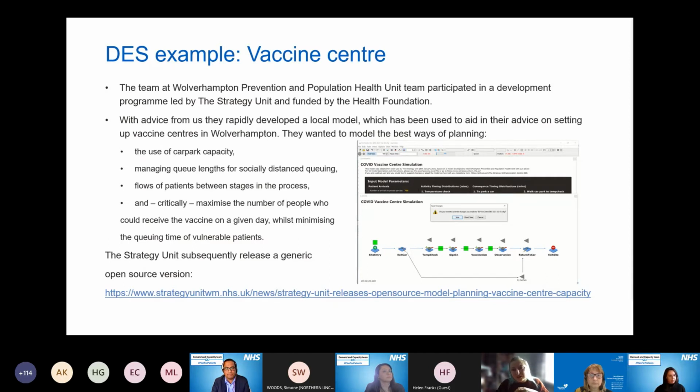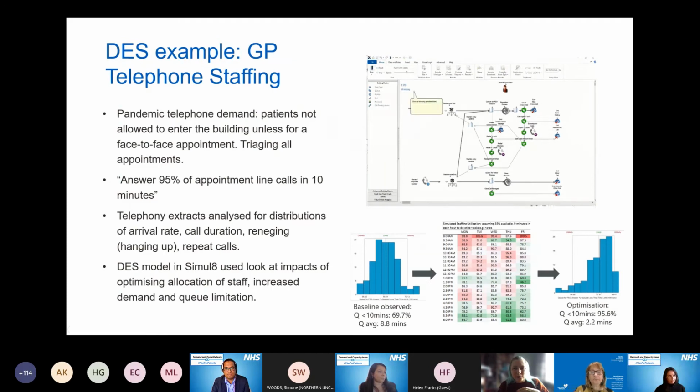So we developed this model with them, and it's got various settings that you can adapt and change and use locally, but then we released a general version that's available on the website, and I think Richard's going to talk to you possibly in more detail about their vaccine centre model, so we're not going to linger too much on the detail. If we just have a quick look at the next example, this is another example from the pandemic again.